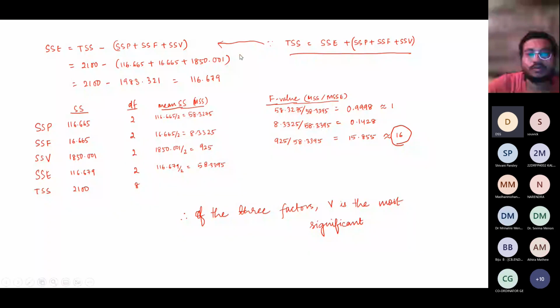Okay, sir. And last step, no need to divide 2100 by 8. No, that's not needed. Okay, sir, understood. We just need the mean sum of squares for these four things. Yes, sir. Thank you very much.